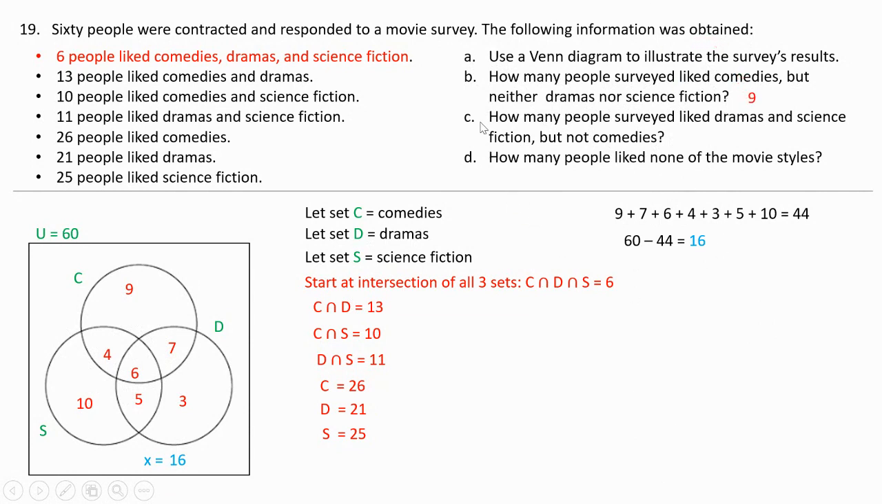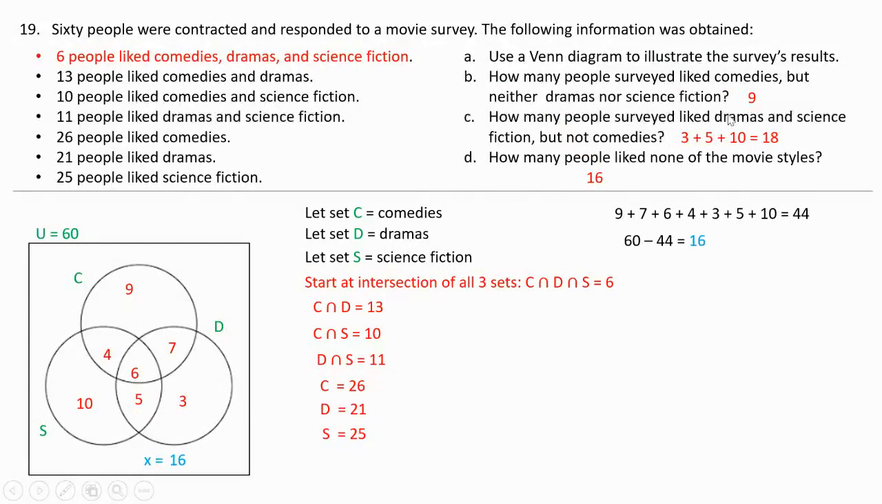There's my 9. For part C, how many people surveyed like dramas and science fiction, but not comedies? Okay, let's go to dramas and science fiction, but not comedies. So it's going to be 3 plus 5 plus 10. So the answer is 18. That was the answer for C, 18.